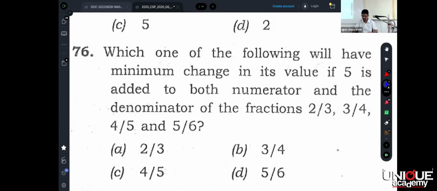Question number 76. Which one of the following will have minimum change in its value if 5 is added to both numerator and the denominator of the fractions 2 upon 3, 3 upon 4, 4 upon 5, and 5 upon 6?